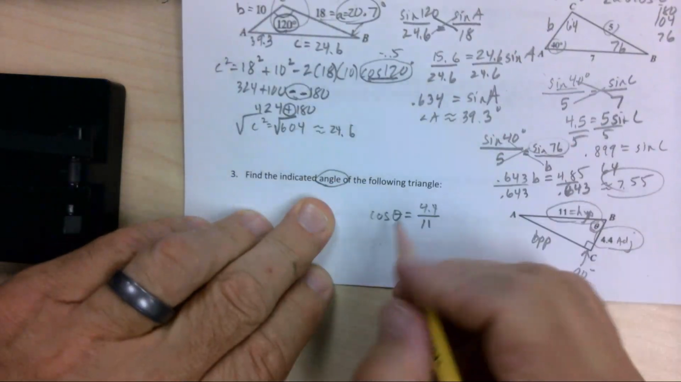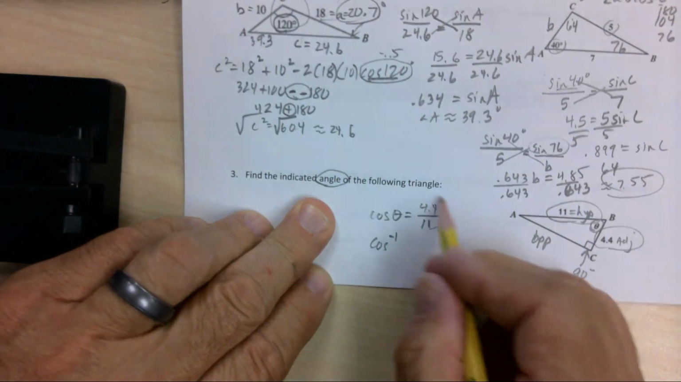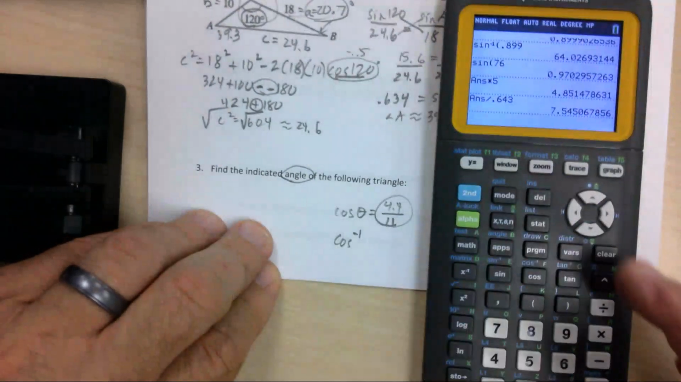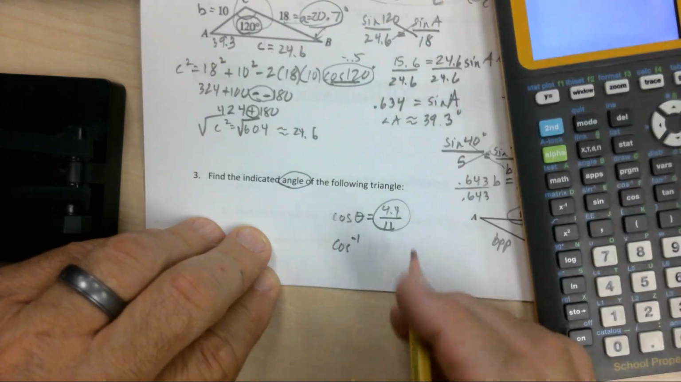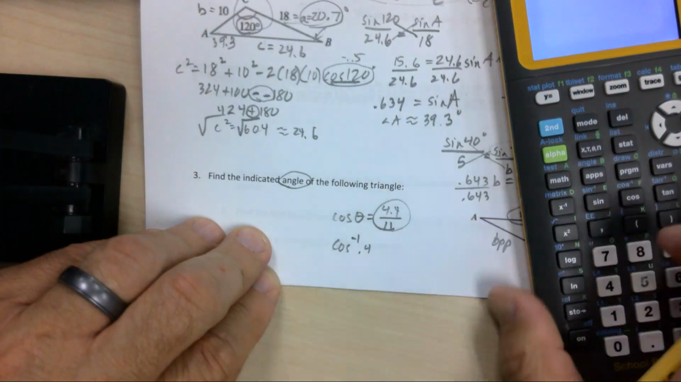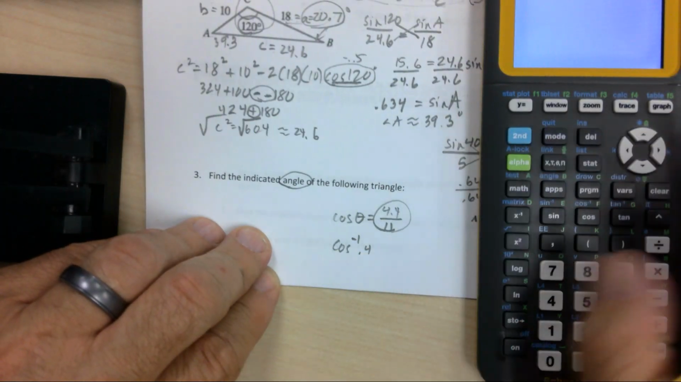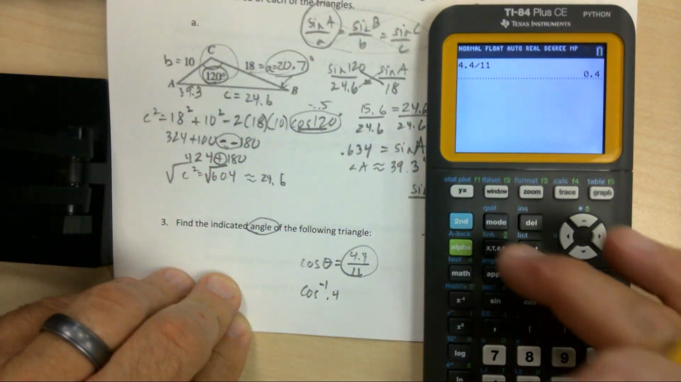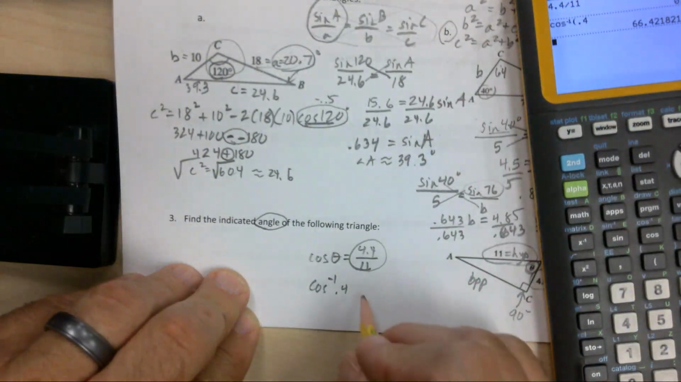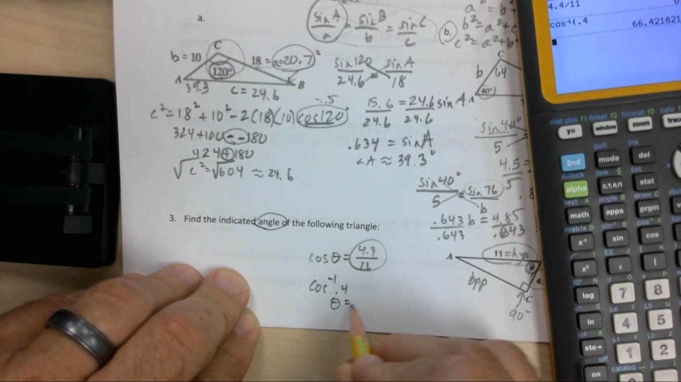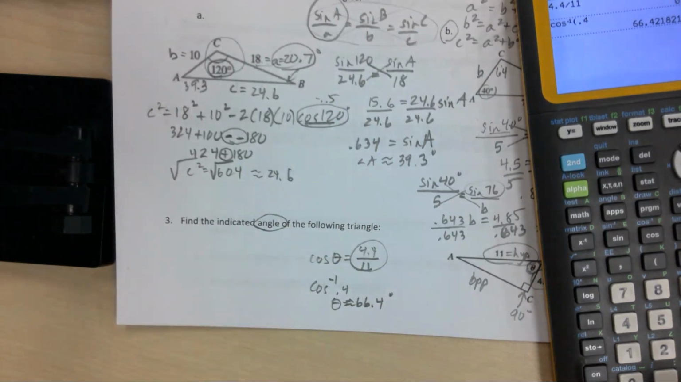cosine of whatever this decimal is. So 4.4 divided by 11.4. So here we go. Second cosine 0.4, enter. 66.4. So theta is approximately 66.4 degrees. Took advantage of that 90-degree angle there.